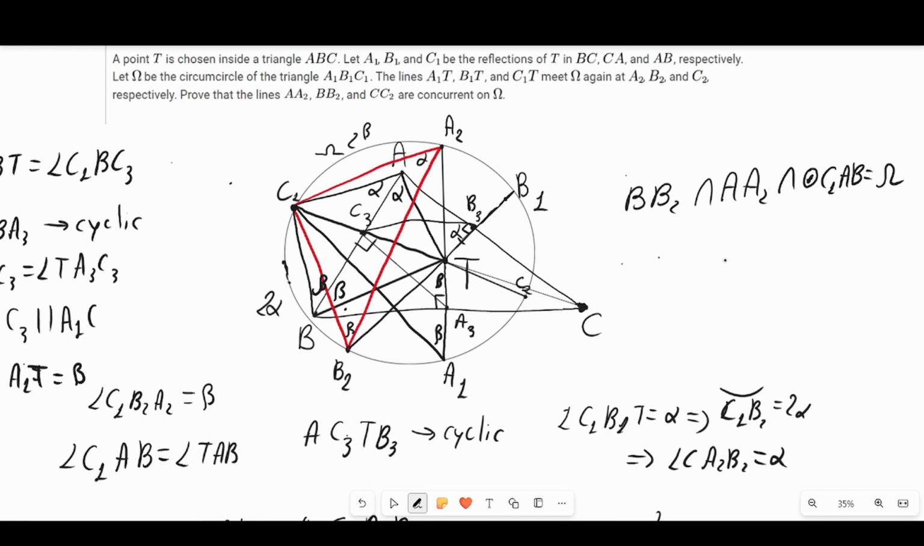We will do the same operation for BB2 and CC2, and AA2 and CC2. So we have proved that all these three lines concur on the omega circle. And this was all the problem wanted us to prove.